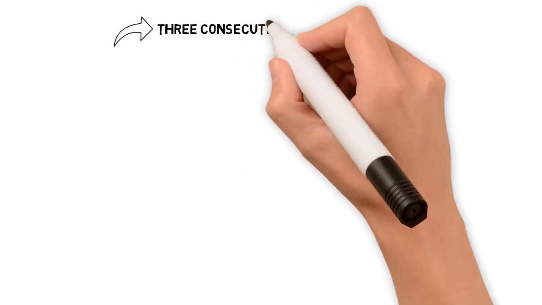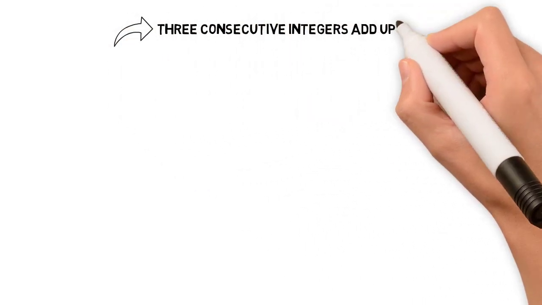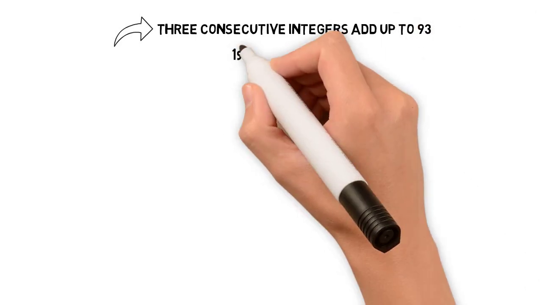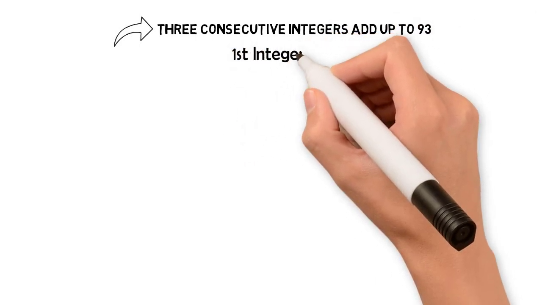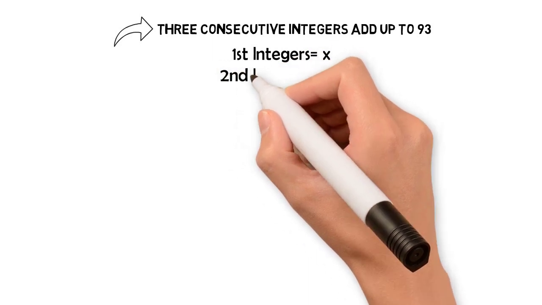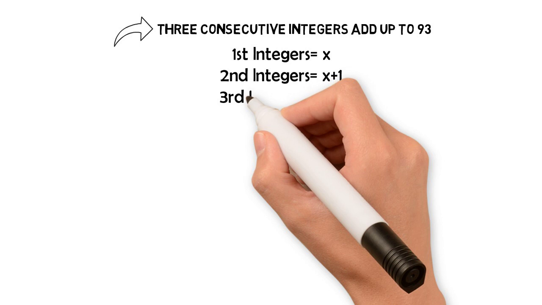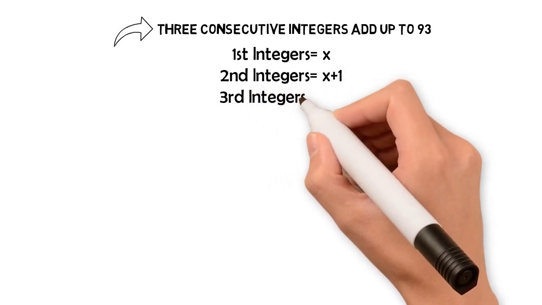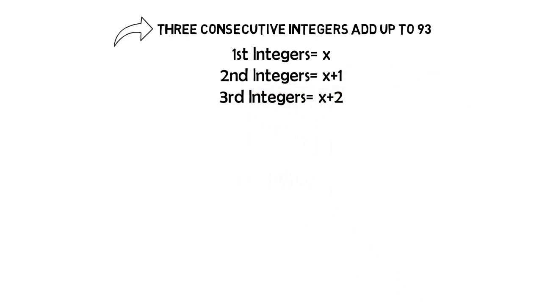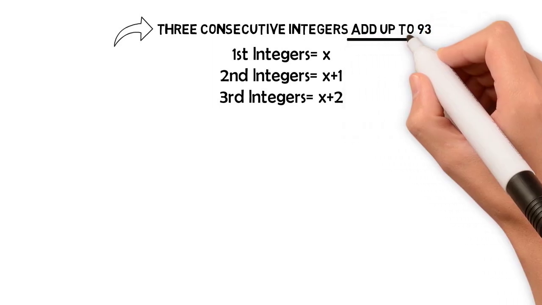3 consecutive integers add up to 93. Find out what they are. So here we say, let x equal the first integer. The next integer is the one right above it, so we can call it x plus 1. The one after that is 2 above the first one, so we can call that x plus 2. We're told they add up to 93.